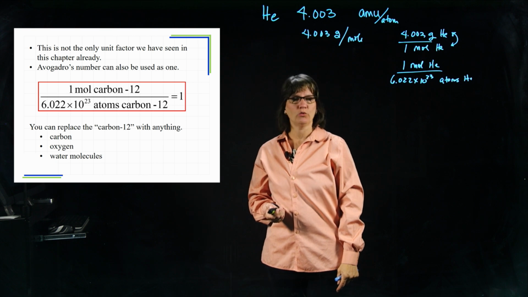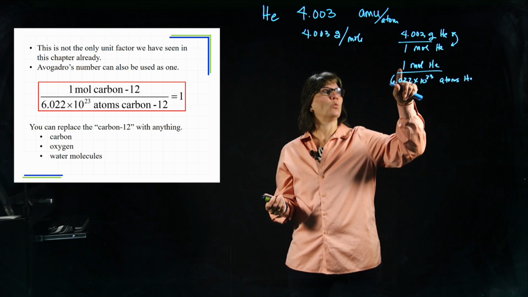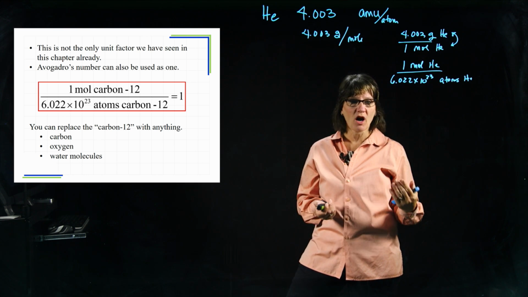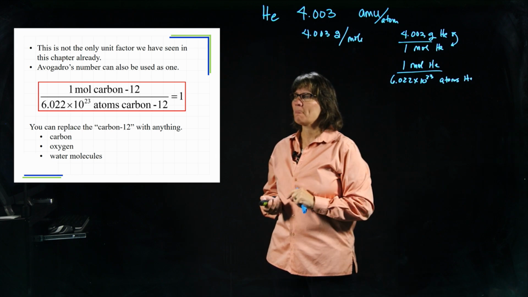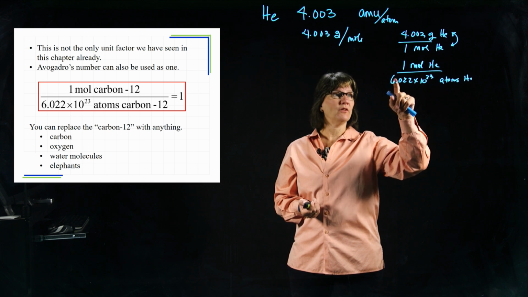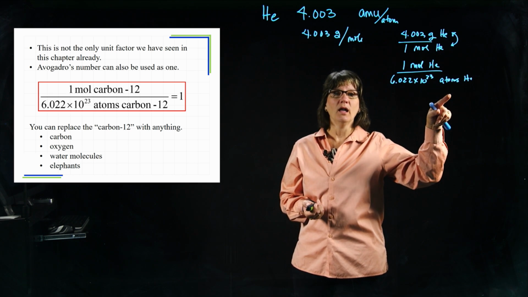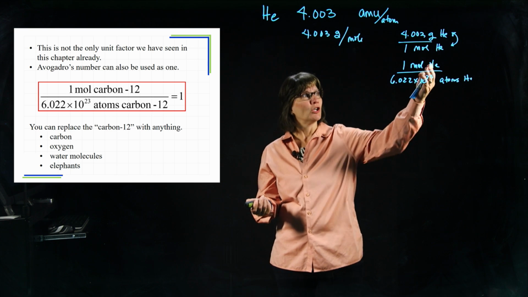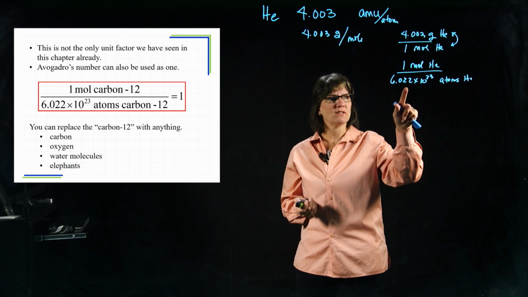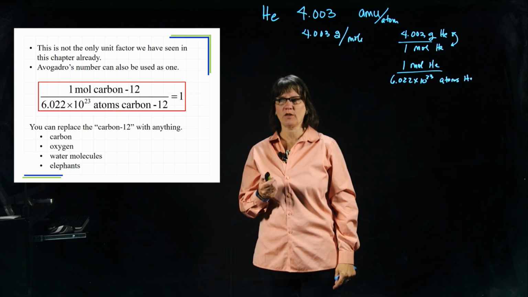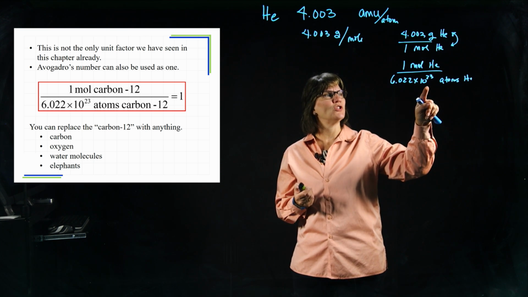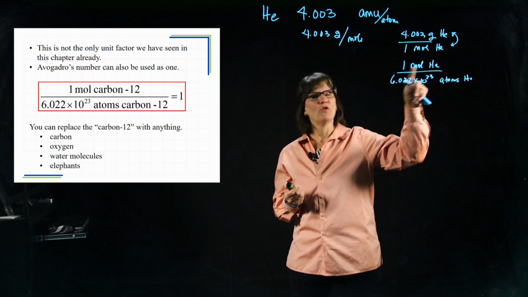You could use water molecules, okay? This 1 mole of water is this many molecules of water. Since water is a compound, we wouldn't talk about atoms. You could deal with elephants, okay? 1 mole of elephants is 6.022 times 10 to the 23rd elephants. It doesn't matter. You could do donuts. Okay? You could do basketballs. Doesn't matter. That's what 6.022 times 10 to the 23rd is. There's a bunch of them for every 1 mole.